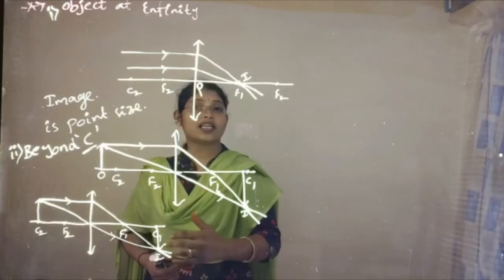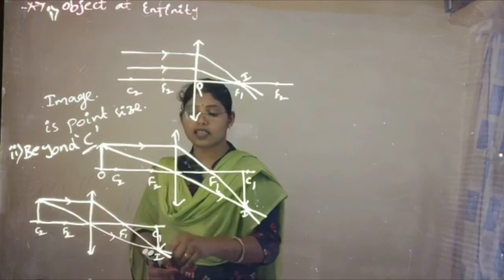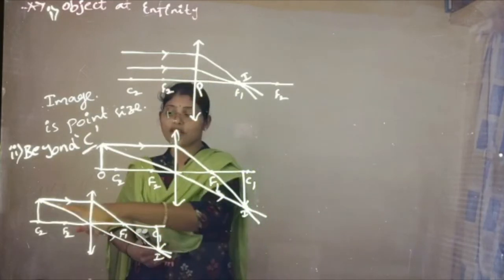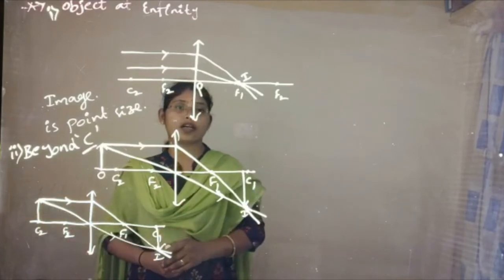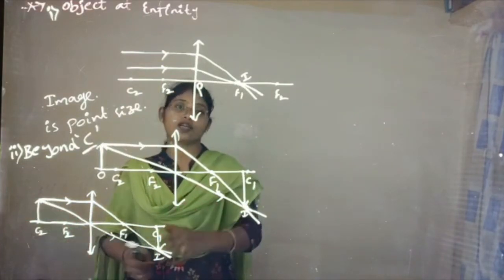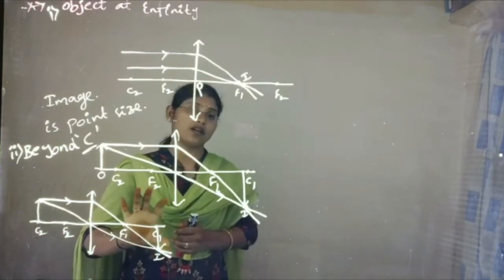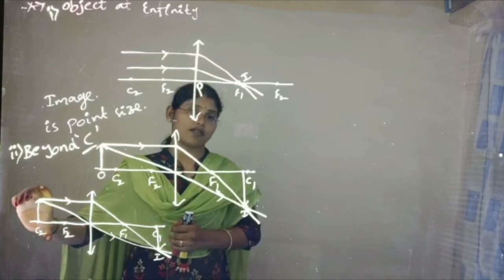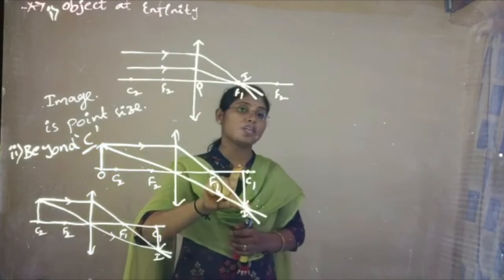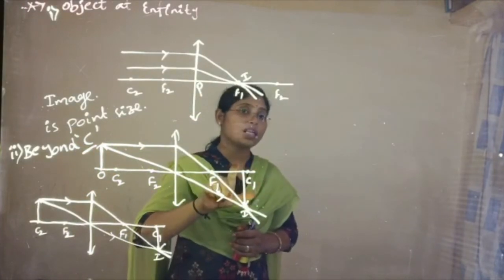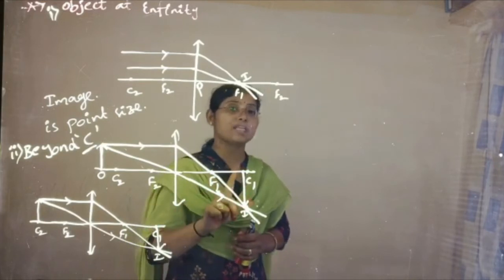So here also we are getting a real image, a real and inverted image. Why? Because here we are observing inversion. The top of the object is converting into the bottom, and the bottom of the object is converting into the top. That's why we get a real, inverted, same-size image when the object is placed at the center of curvature. When the object is placed beyond C, we get the image in between F and C, but this is also a real and inverted, diminished image.